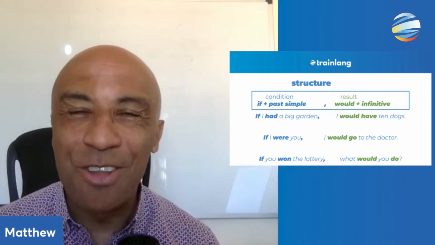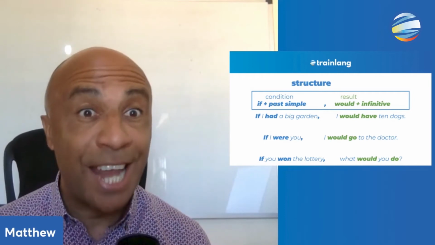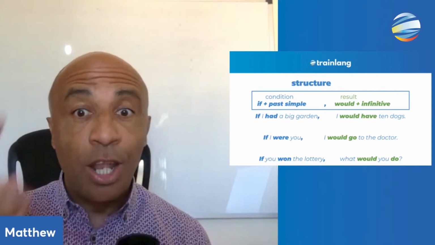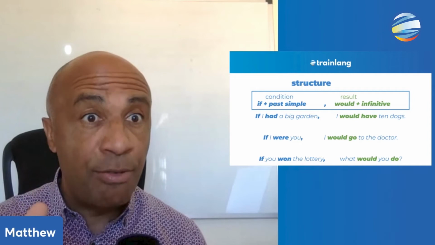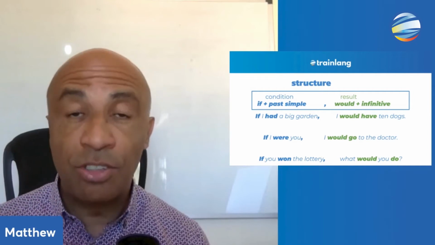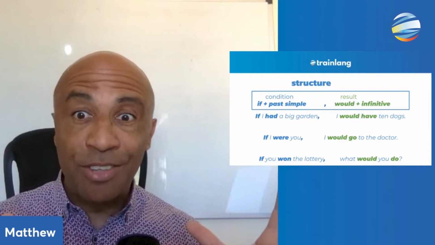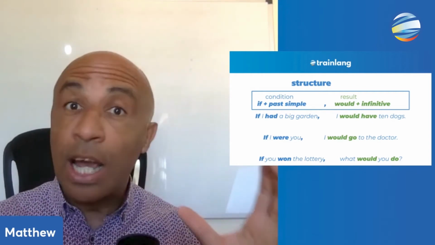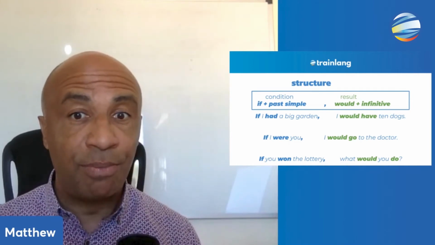Let's examine now the structure of the second conditional. And we can say it has two parts. Number one, the condition, and that goes with if plus past simple. And then number two, the second part, is the result. And we use would plus the verb in the infinitive.